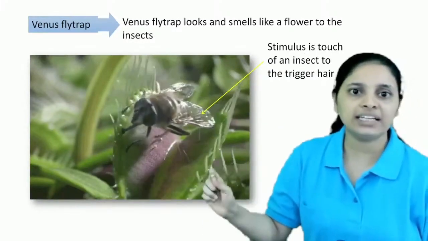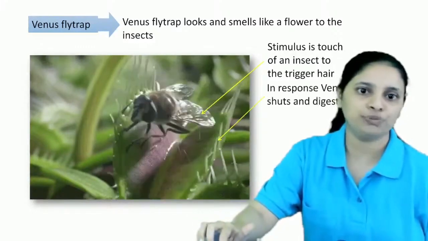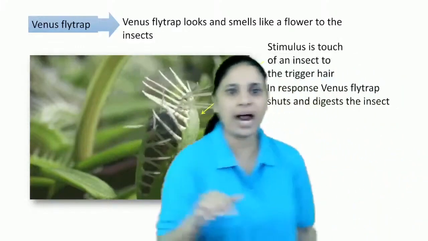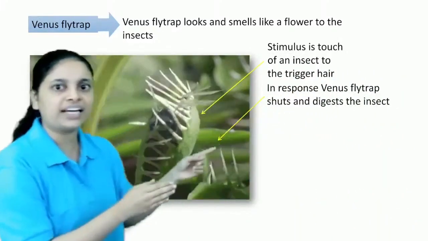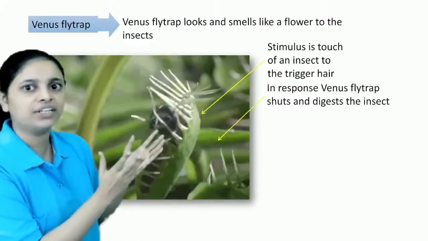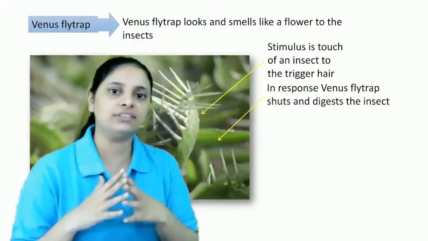As soon as there is triggering of the hair, it will lead to the response. And what is the response of the plant? The Venus flytrap shuts. Okay, this is like a trap for the insect. That is why it is called Venus flytrap. The Venus flytrap traps the insects.